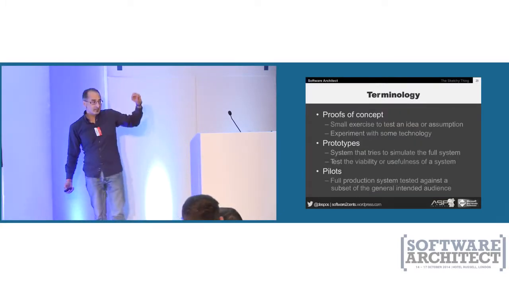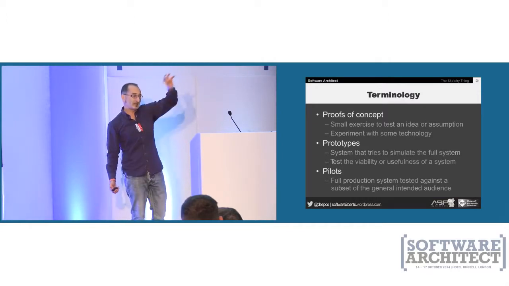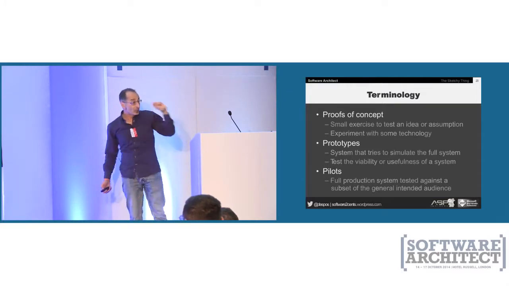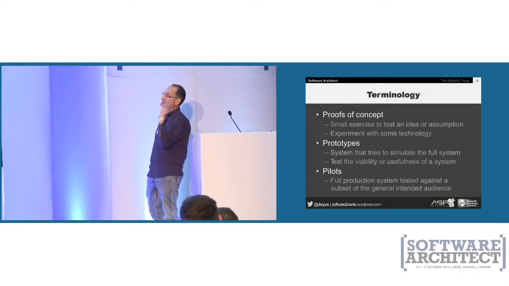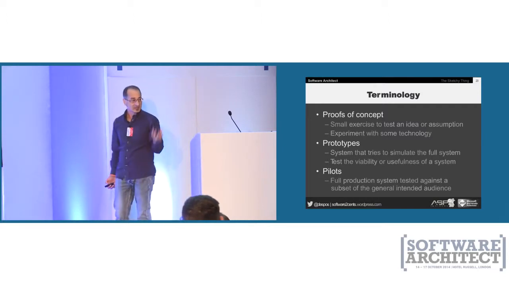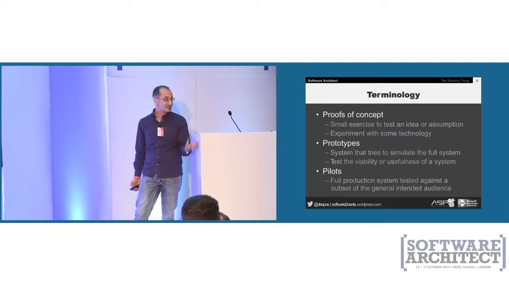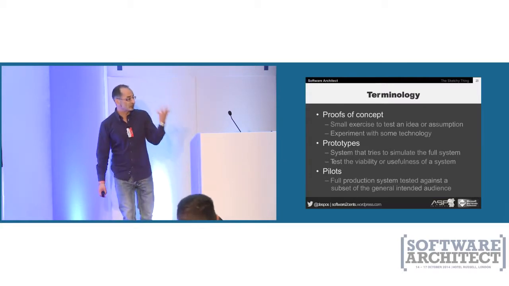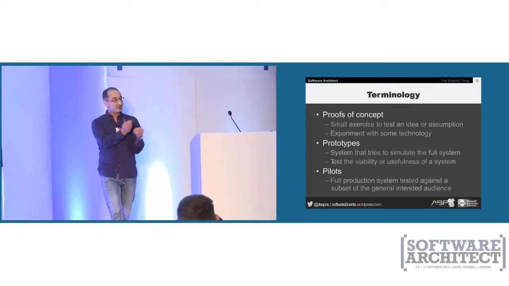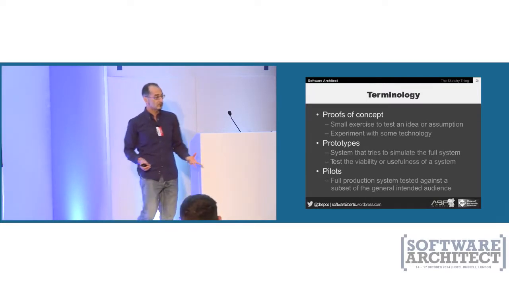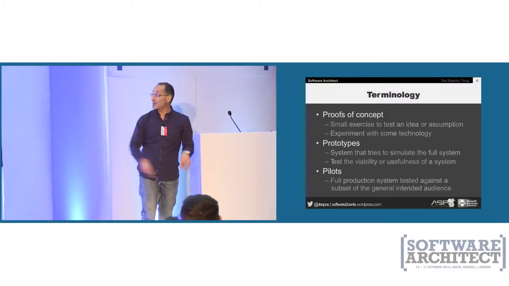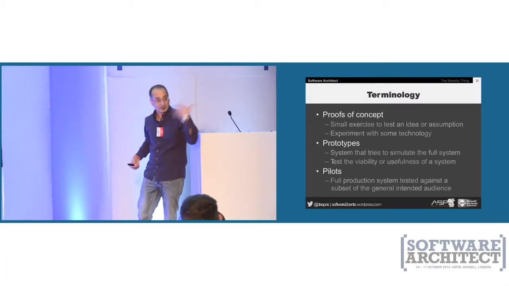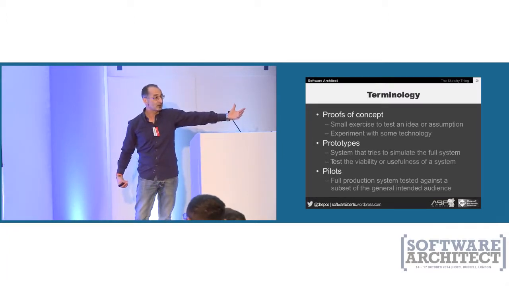I mentioned prototype. Prototype goes hand in hand with two other terms, one of which is proof of concept. Proof of concept is a small exercise, so running code, but a small exercise to test an idea, or maybe to just play experiments with a new technology. You write something just to see if it's doable. That's it. A prototype is for when you take the idea further.